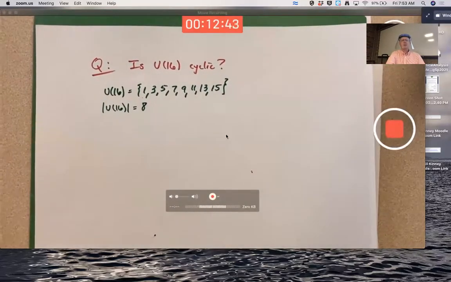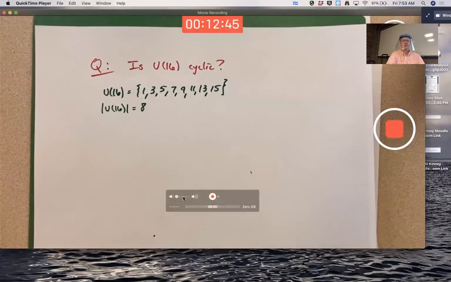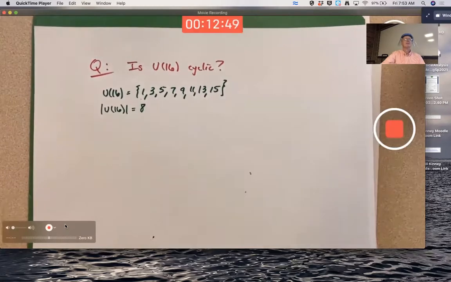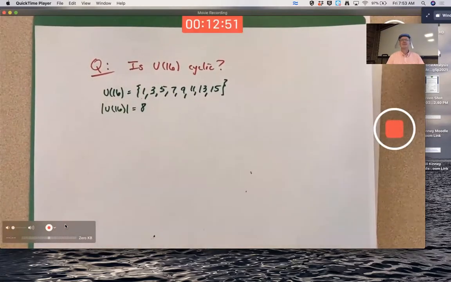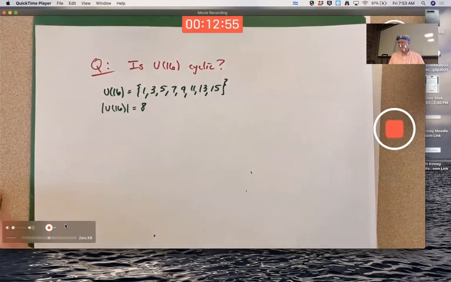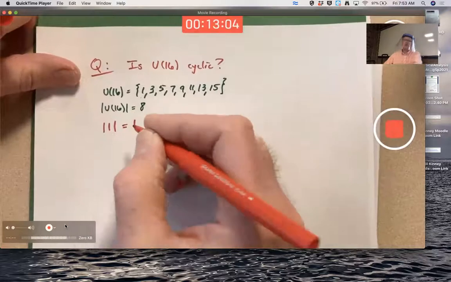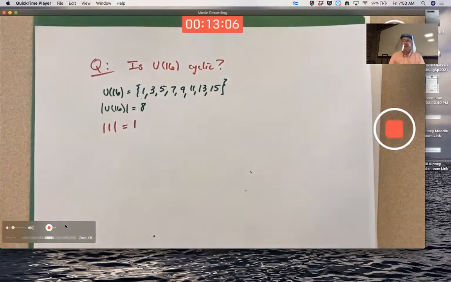All right. So what did you figure out? Did you figure this out? Is it cyclic or not? I see people shaking their heads back and forth. That's correct. It's not cyclic. None of these elements is a generator. Certainly one is the identity, and the order of one is 1. The group operation is multiplication mod 16, not addition.